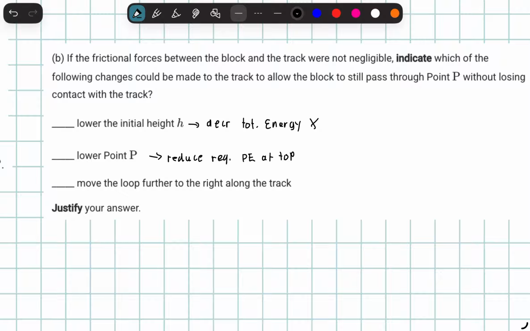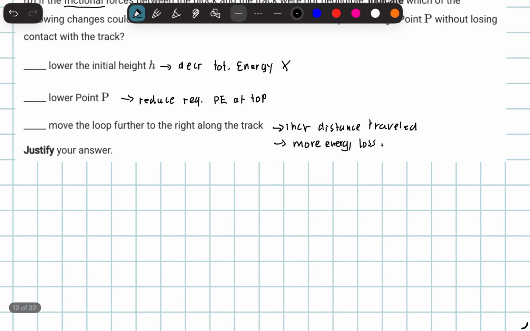So move the loop further right. What this does is increase your distance traveled. And if you increase your distance traveled, that means there is more energy loss. Remember, you have friction. So that means your total energy is going to be converted into a form that you cannot use. That's going to be less potential and less kinetic, which is not what you want. Therefore, it is just the second option.